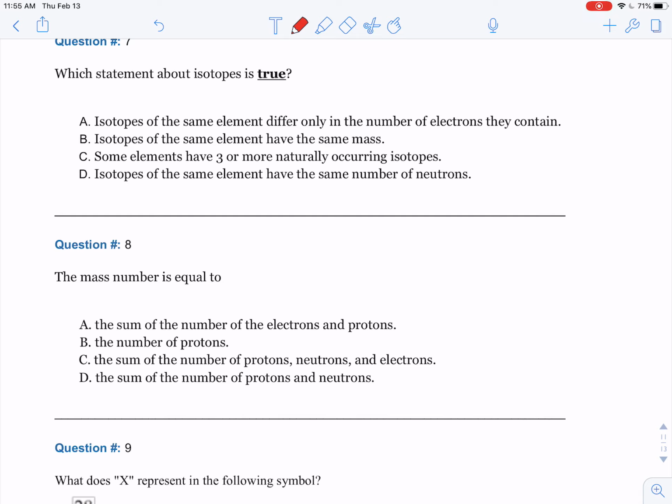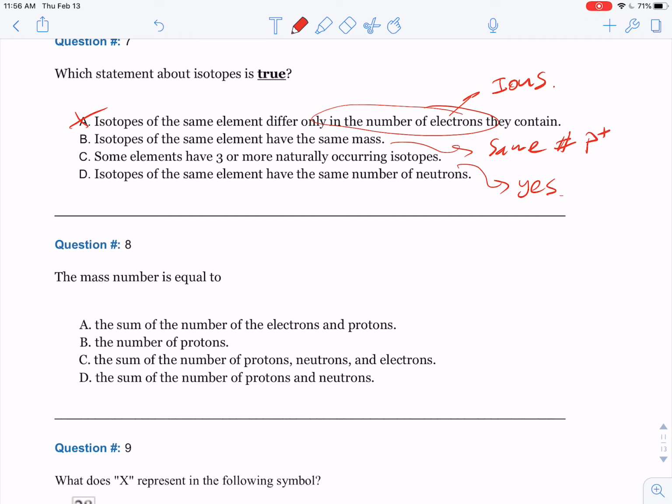Which statement about isotopes is true? Isotopes of the same element differ only in the number of electrons they contain. Not so much. If they differ only in the number of electrons, we might be talking about ions. So this is not it. Isotopes of the same element have the same mass? Actually, no. They have the same number of protons. Some elements have 3 or more naturally occurring isotopes. That's actually yes. There are some that have just 1, some that have 2, and some that have 3 or more. I think molybdenum has like 7 stable isotopes.